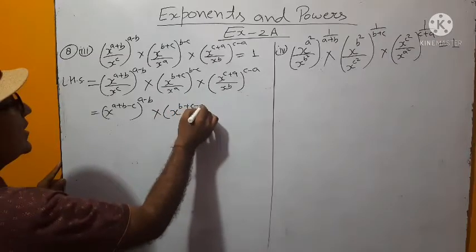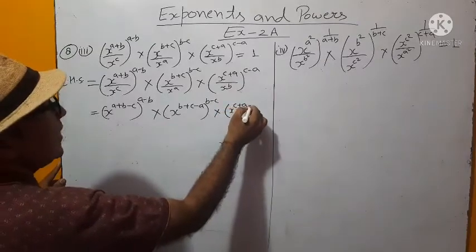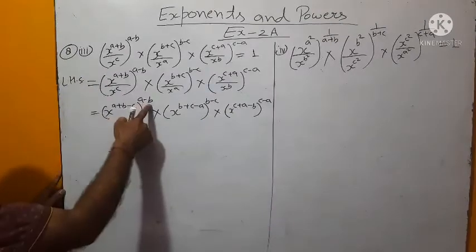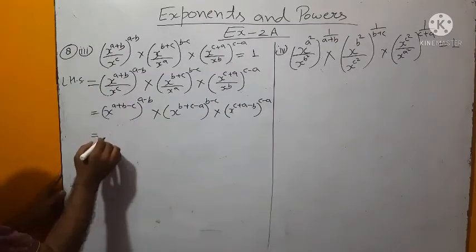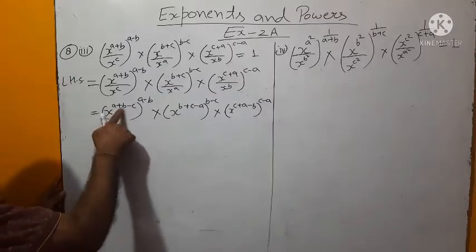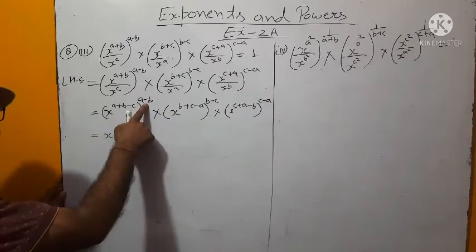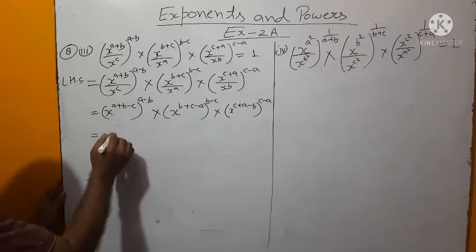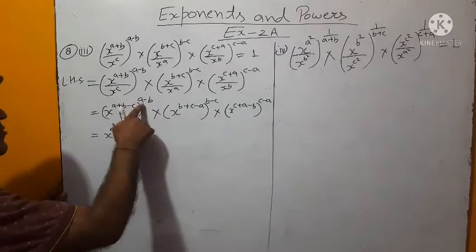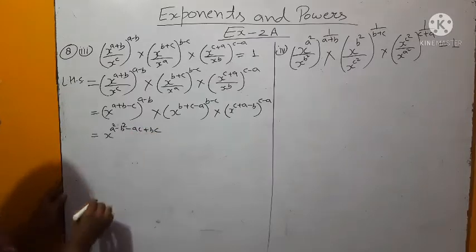x^(b+c-a) whole power (b-c), x^(c+a-b) whole power (c-a). Now exponents over exponents are multiplied together. So if you multiply, see children, (a+b) into (a-b) is an identity, so these two will become a square minus b square. Then minus c is also multiplied by (a-b), then it will become minus ac plus bc.